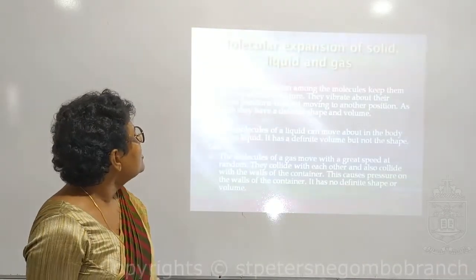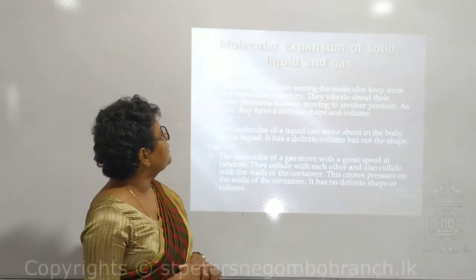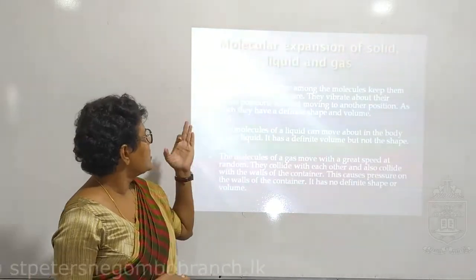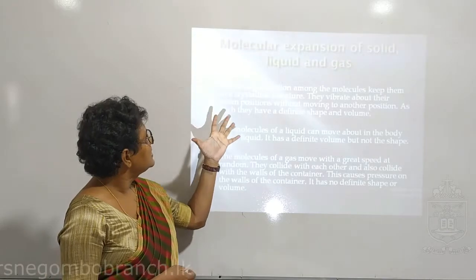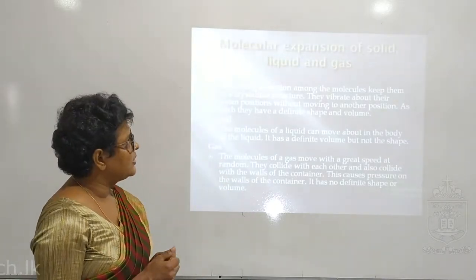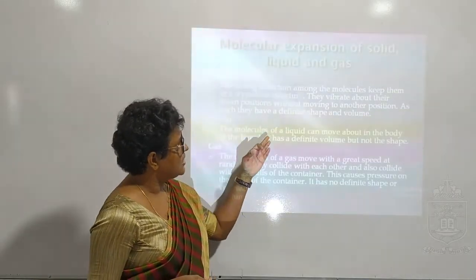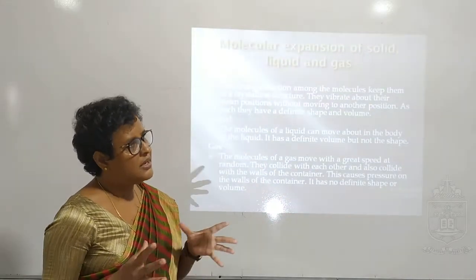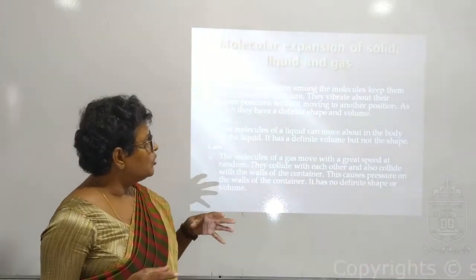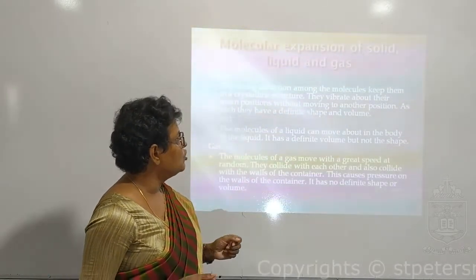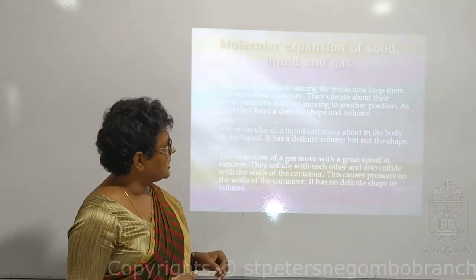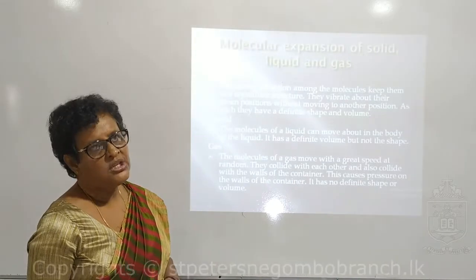Right? Molecular explanation of solid, liquid and gases. As you know, we learned in our earlier units, solid, liquid and gas. Solids are having very strong bonds and they are close together and they are having a crystalline structure, and they can only vibrate in their mean positions. In the case of liquid, they can move here and there. They can move about in the body of the liquid. It has a definite volume but not a definite shape.